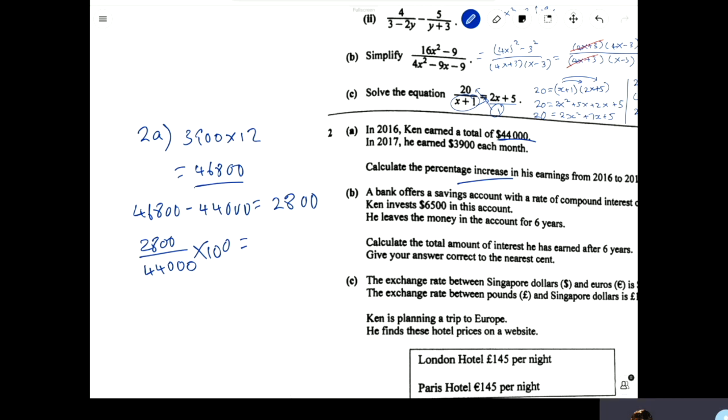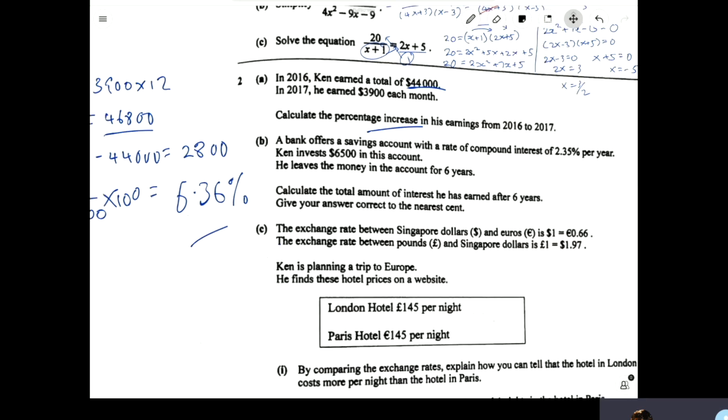And when we multiply by 100, we will get 6.36. Right? So that's part A. Any question for part A? No. Okay, so we can look at part B.